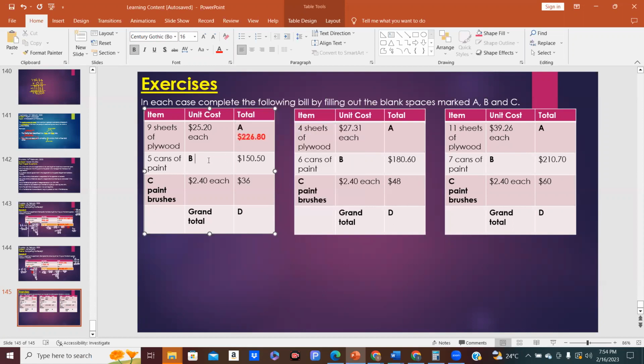Also, Shaya, how are you going to get B? To get B, you do $150.50 divided by 5. And then what's the answer going to be? You get $30.10 each. Very good. $30.10 each. That's the unit cost.